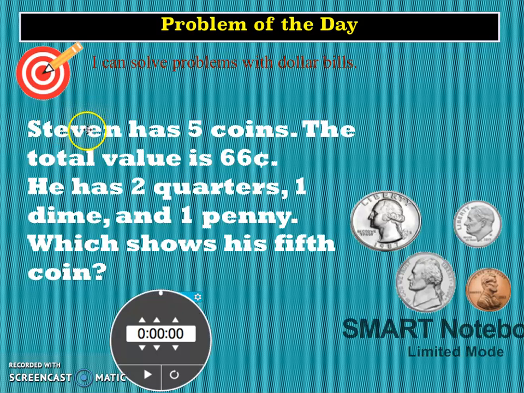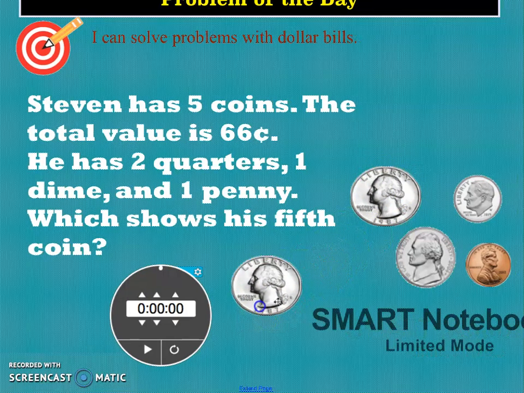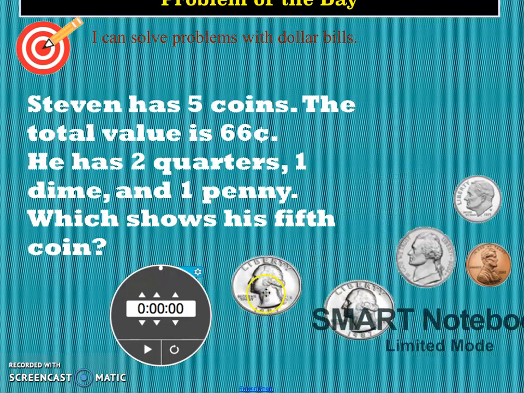The problem of the day says Stephen has 5 coins. The total value is 66 cents. He has 2 quarters, 1 dime, and 1 penny, which shows his 5th coin? So, let's see. The problem says Stephen has 2 quarters. So this is a quarter. He has 1, 2.